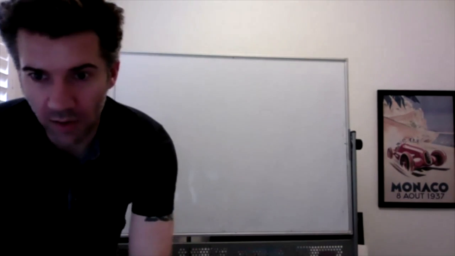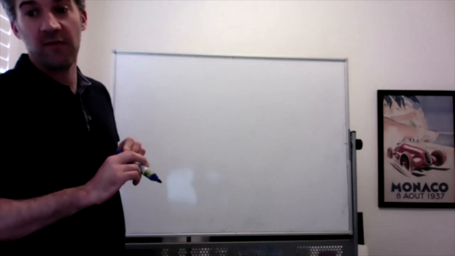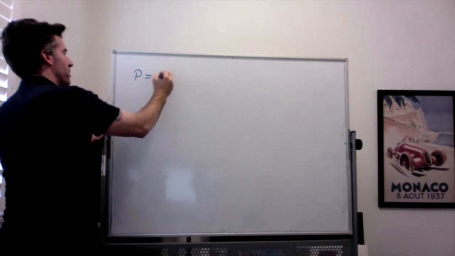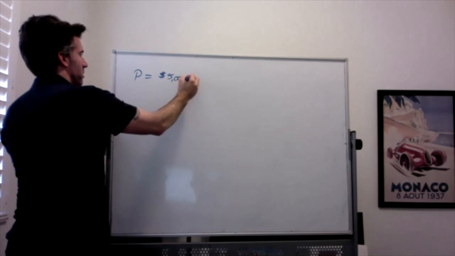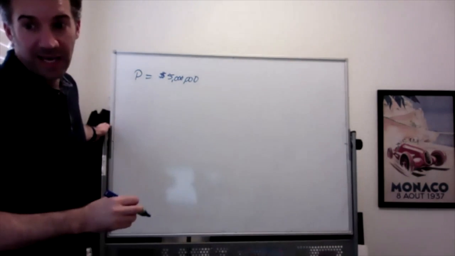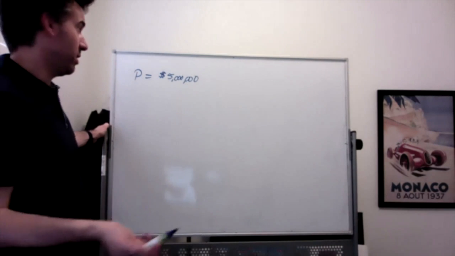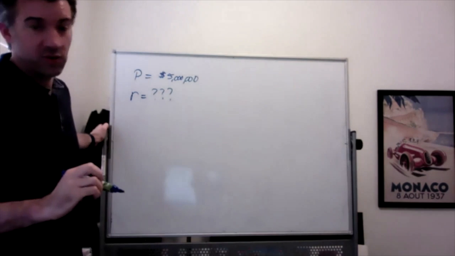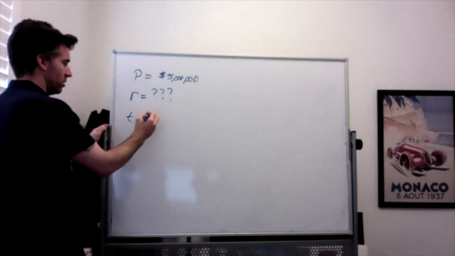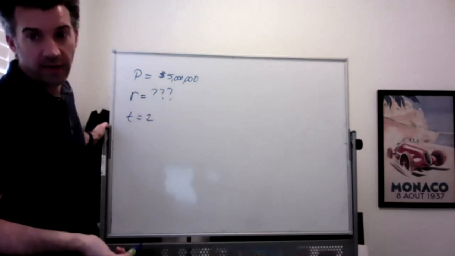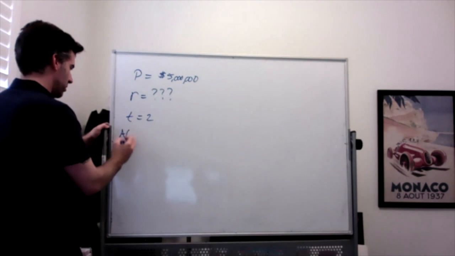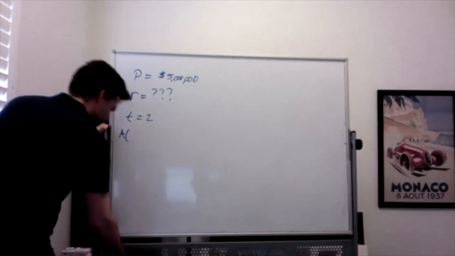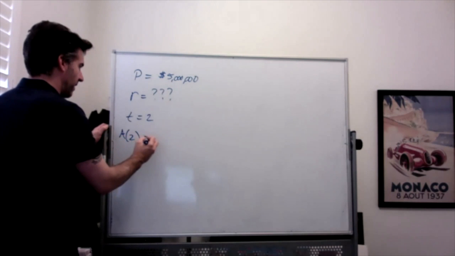All right, so suppose Justin Bieber puts $5 million into a savings account. So our principal is $5 million, paying annual interest. And we don't know the interest rate. After 2 years, we have a total amount of money after 2 years, so A of 2 is $5.5 million.